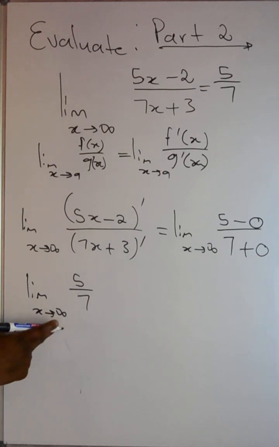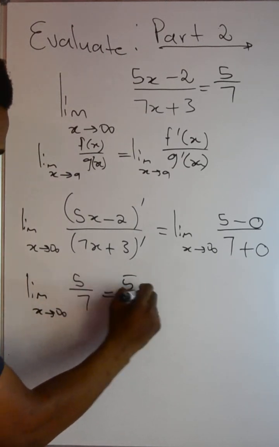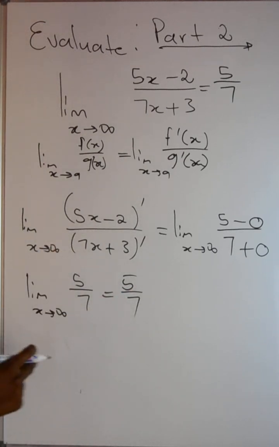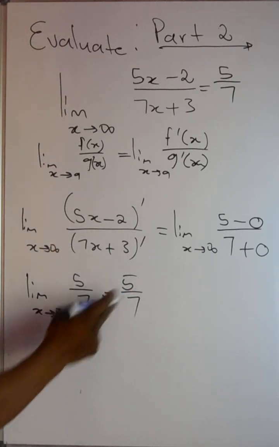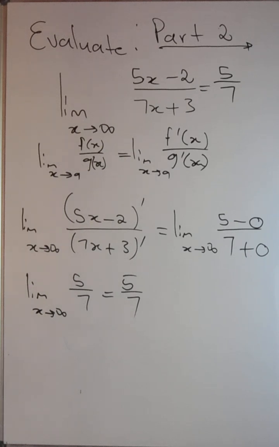But what did I say? 5 over 7 is a constant in this case. So what is the limit of a constant? It is always that constant. And what is our constant? Our constant is 5 over 7. So now we can see that 5 over 7 is equal to that 5 over 7.